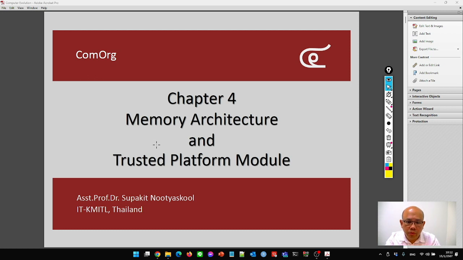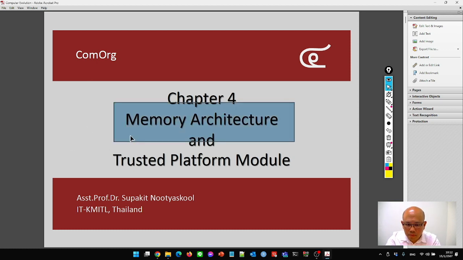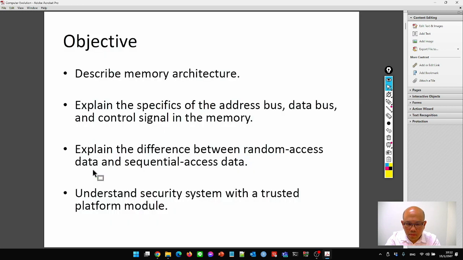For this chapter, we will talk about the memory architecture, and I will explain the TPM, touch platform module, in the computer system. The objective is that after you learn, you will understand the memory architecture, and you can explain the address bus, data bus, and control signal in the memory and in the computer system.